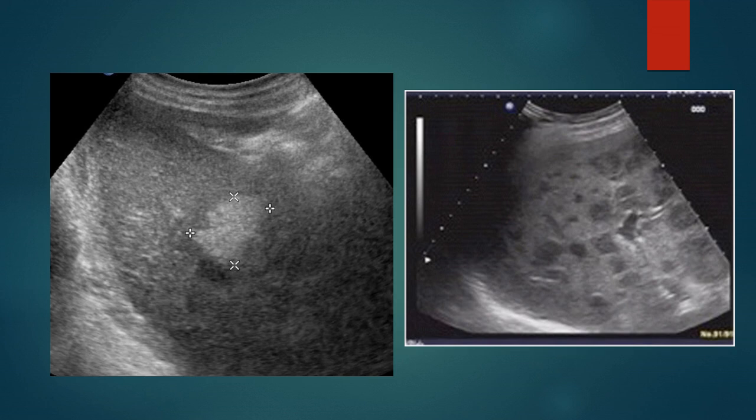Here we have some more examples. So here on the left-hand side, we're showing a hyperechoic mass in the liver. This is showing a nice, not nice, but pretty irregular shape in and of itself.